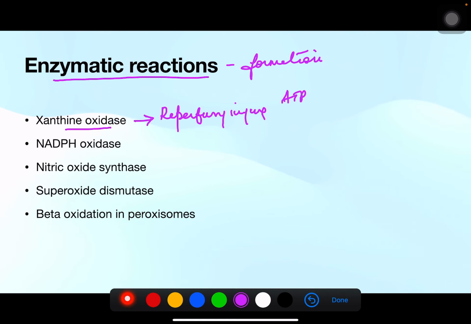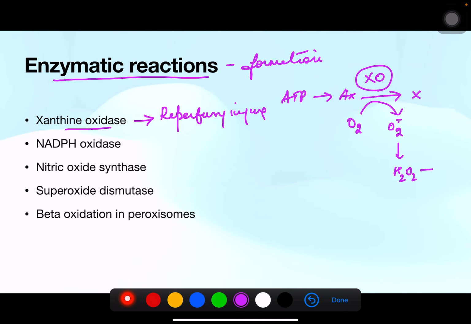So ATP all gets converted to hypoxanthine, which gets converted to xanthine. This is by the xanthine oxidase enzyme, which converts oxygen to a superoxide anion radical, which in turn gets converted to hydrogen peroxide. This hydrogen peroxide can give hydroxyl radical or other free radicals. So the xanthine oxidase enzyme is involved in the formation of free radicals.